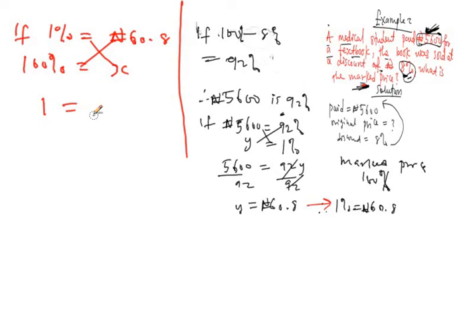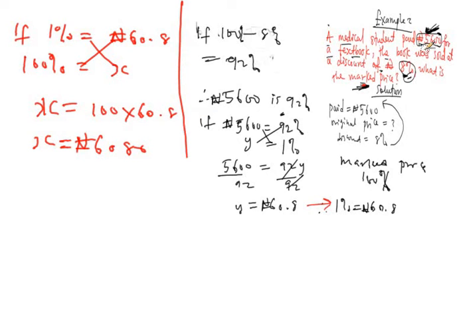100 times 60.8 will be what? 1 times x is x. 100 times 60.8 will be what? If you multiply it, you have 6,080. You get? Now how are you going to know if you are correct? Simple. Let's see.